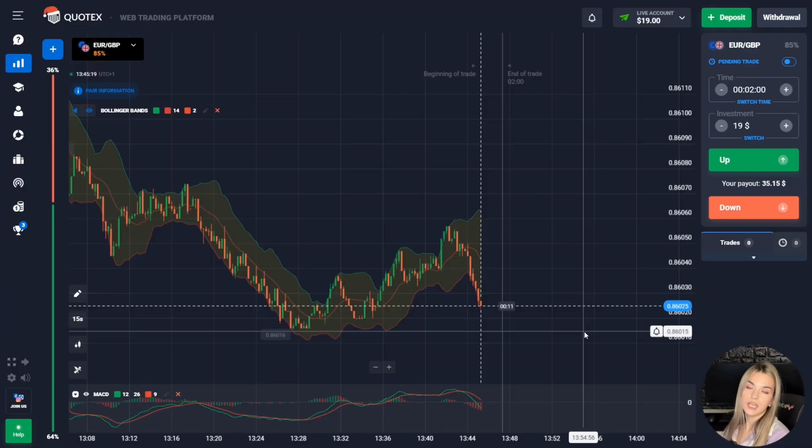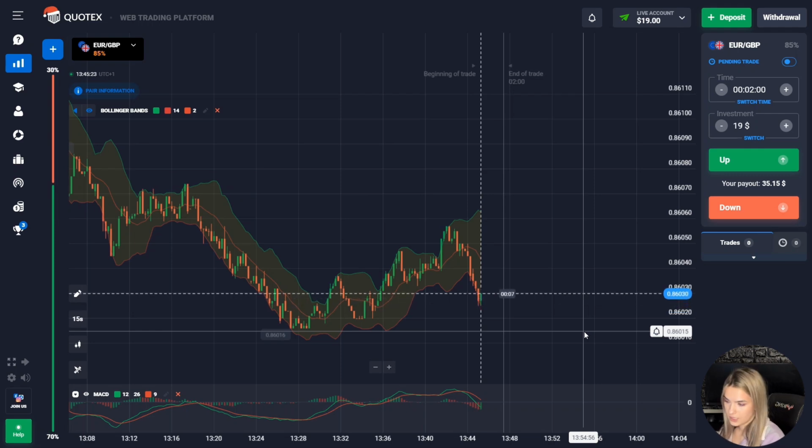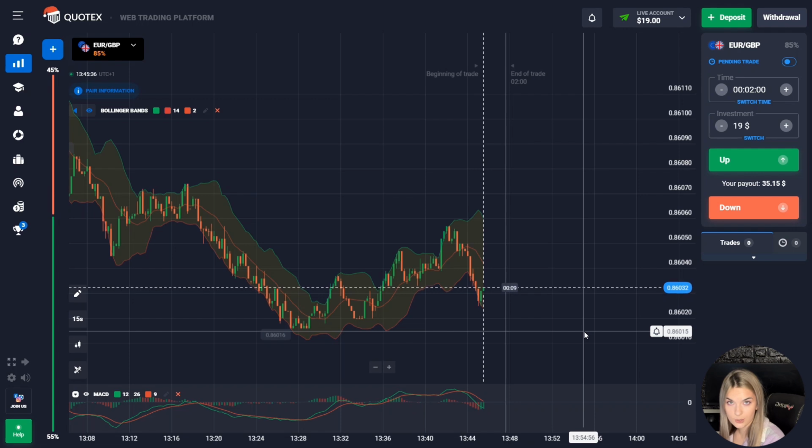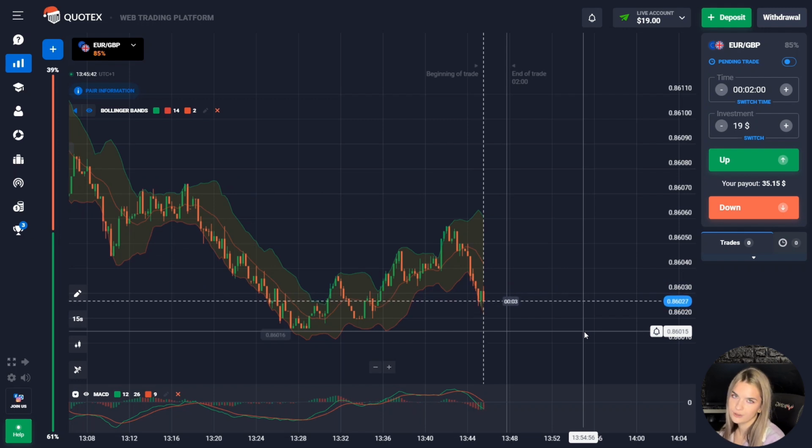Okay guys, let's get started. So guys, today we are going to trade with two indicators at once. First indicator is Bollinger Bands indicator and the second indicator is MACD indicator. I will start with $19 on my deposit, and my plan for today is to increase this amount up to $8,000. So be sure to watch this video till the end and you will see if I could achieve it or not.